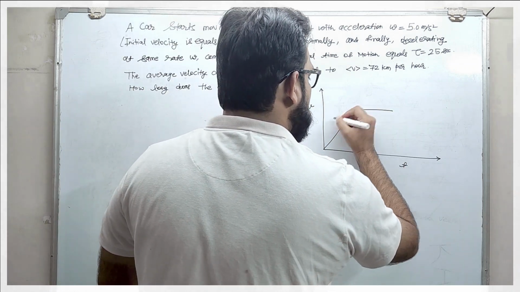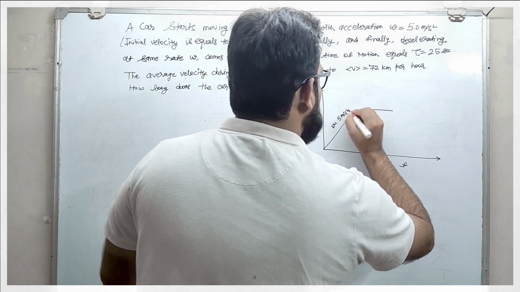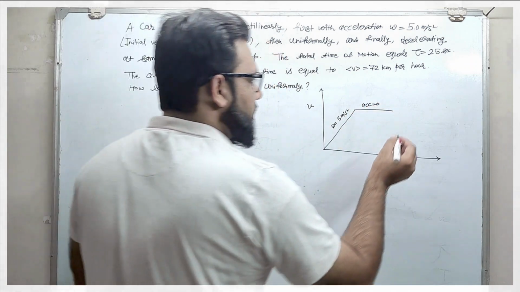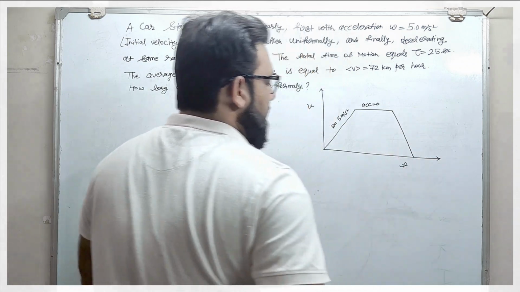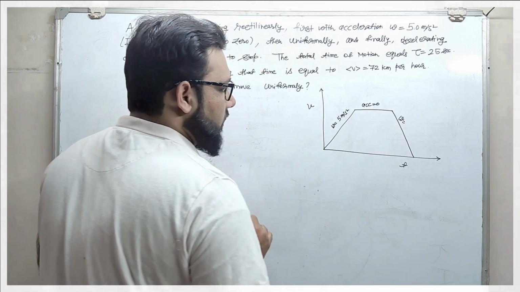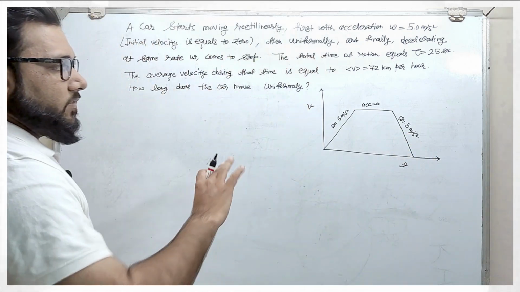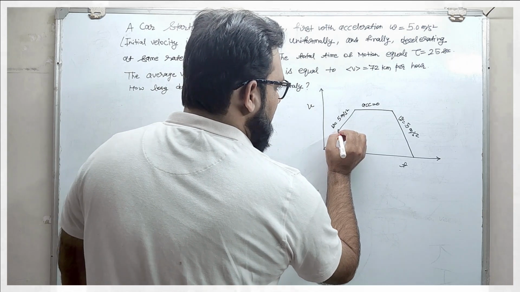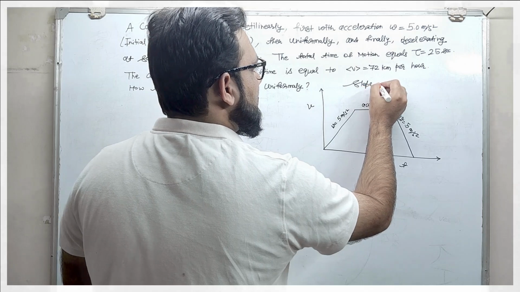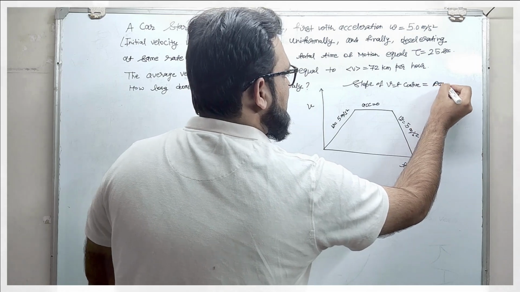Here the acceleration is already given, that is omega, which equals 5 meter per second square. Here the acceleration will be zero because of uniform motion, and finally the particle will be in decelerating mode. The question is saying the omega here is the same deceleration, that is 5 meter per second square. So whenever you see these types of problems, we know this is the VT curve, and the slope of the VT curve gives acceleration.